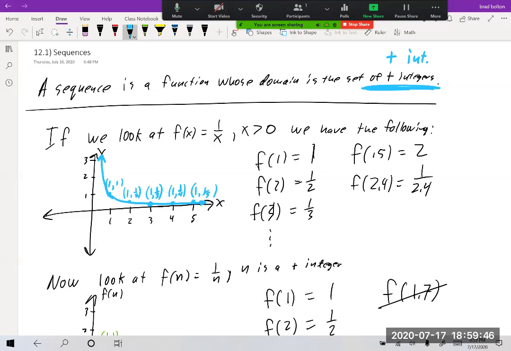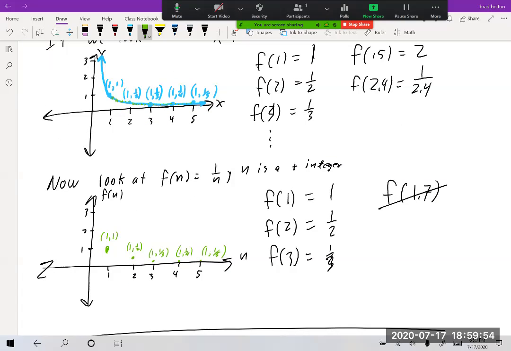The difference is in here, I could pick all these points, all these little values right here. But here, this is where it has to go. It has to go here. It has to go here. I cannot pick 3.7 as a value to plug into my sequence. So that's the big thing about sequences. They're still functions. They still behave just like functions.